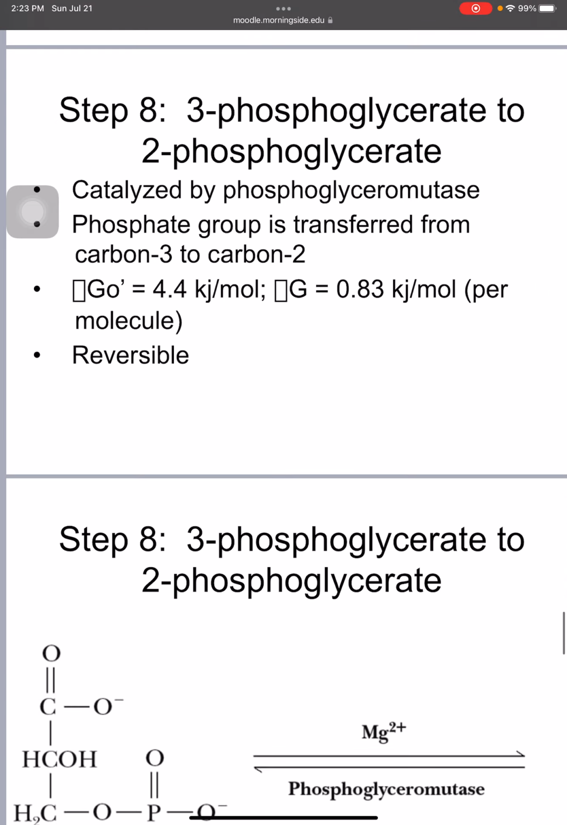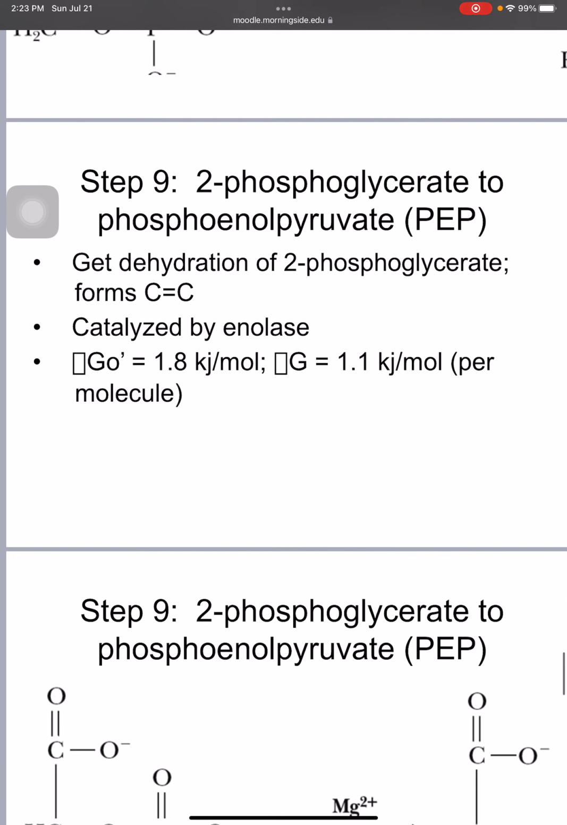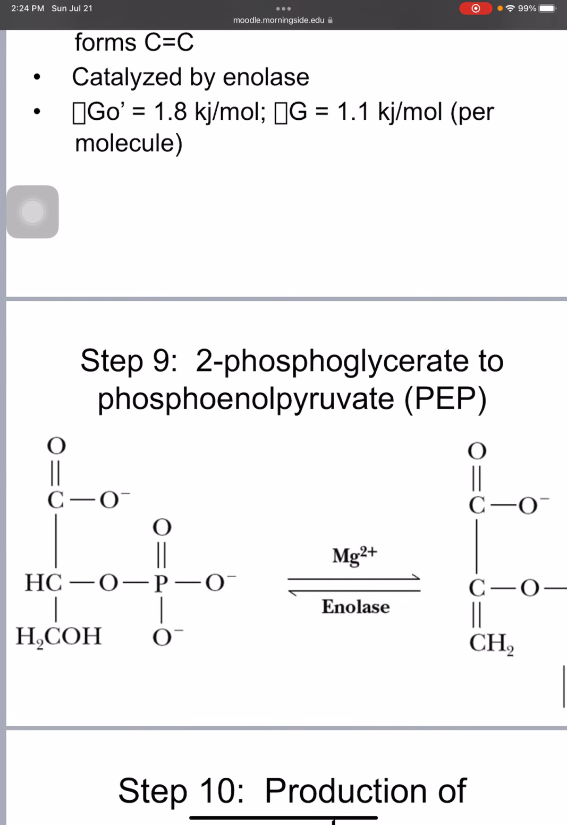Step 9, getting close to the end now. We are going to take our 2-phosphoglycerate and convert it into PEP. We're making PEP. PEP is short for phosphoenol pyruvate. And here is the reaction for that. Basically what we're doing here is using a catalyst called enolase, and that is going to cause a dehydration.